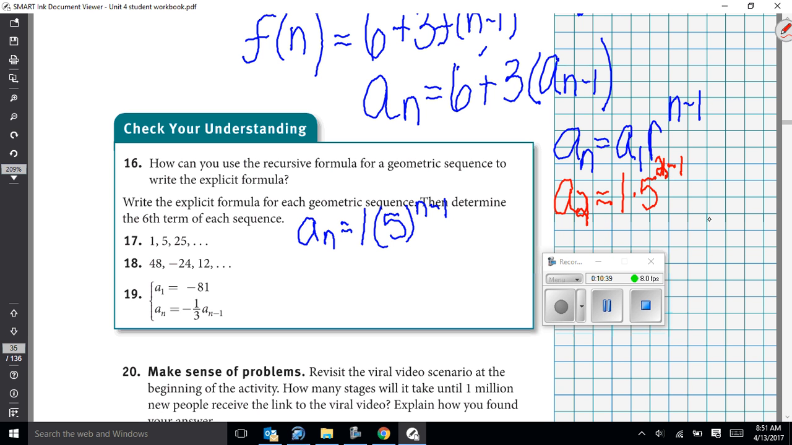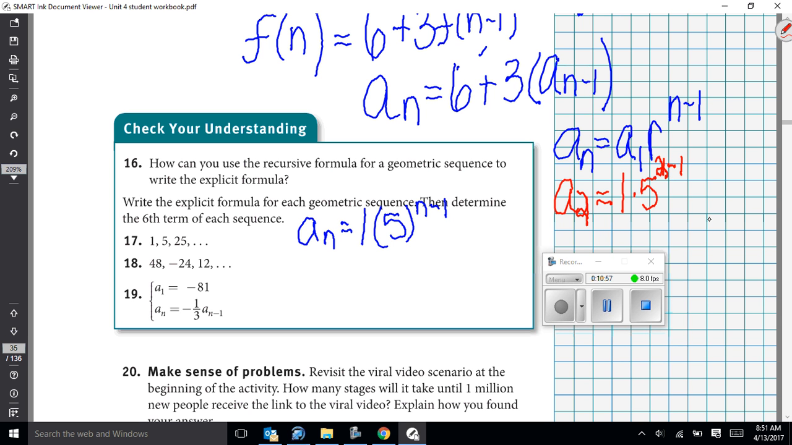So then if we want to find the second term, we put 2 in for n. We have 2 minus 1, which is 1. So 5 to the 1 power is 5. 1 times 5 is 5. And the pattern keeps going.